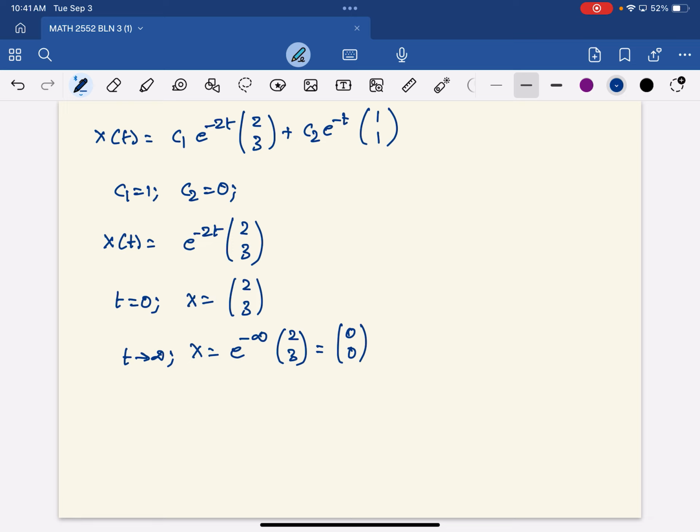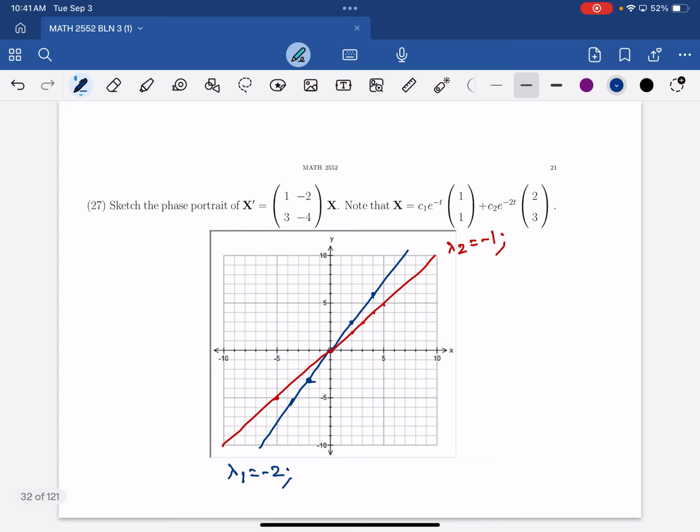So what am I saying? I am saying my solution at t equals 0 is at (2, 3). So somewhere here, and as time goes to infinity, it is at (0, 0). So that means my solution is really inbound to (0, 0). It's traveling inbound, right? It's going from a point on this line towards (0, 0) as t goes to infinity. Do you agree with me on that? Yes? Okay.